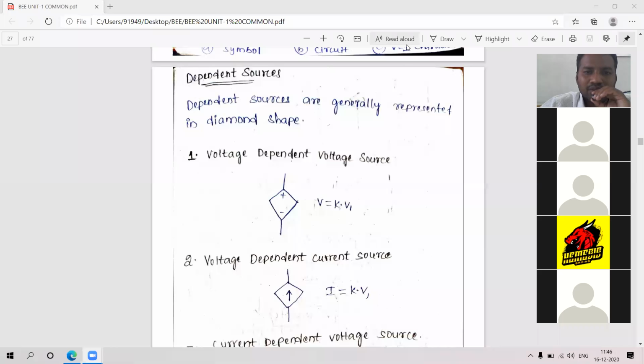So this is the diagram. You can see that is diamond shape. Diamond shape means nothing but rhombus shape. This is the indication. And what is the source here? Tell me. First one, voltage dependent voltage source. What is the source here? Voltage source.